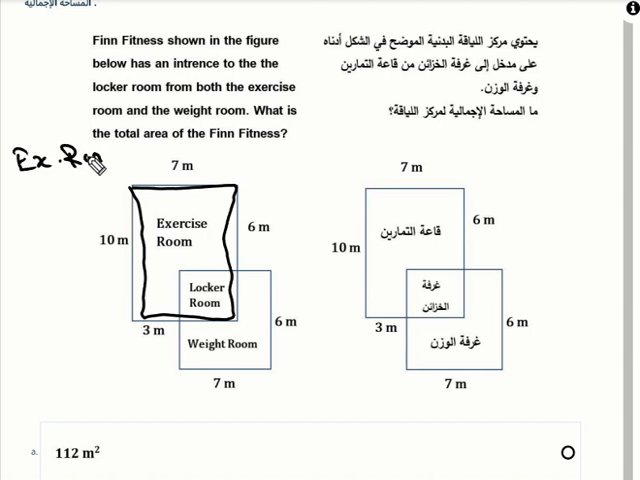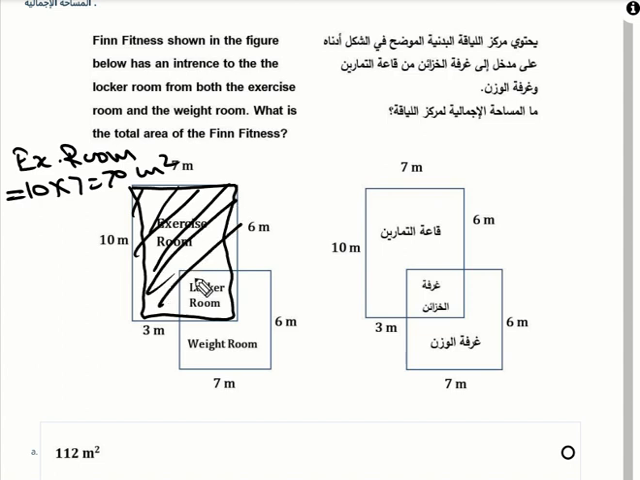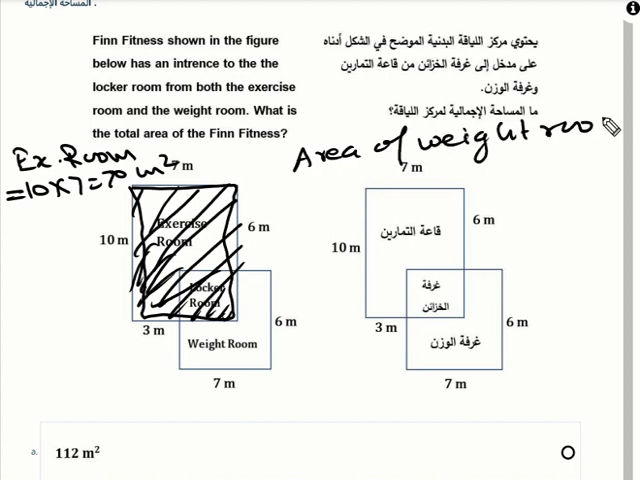What will be the area? The area of the exercise room will be 10 multiplied by 7, which means 70 meter square. So this will include all this area up to here. Now, if you find the area of the weight room, what will it be? It will be equal to 7 multiplied by 6 because it is also a rectangle.